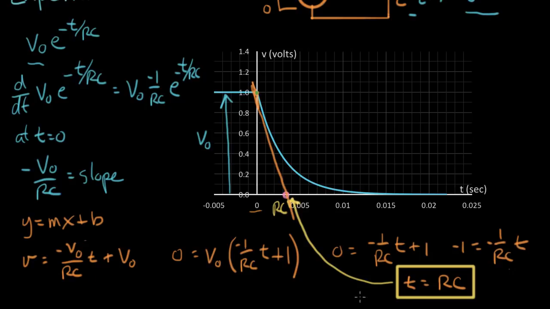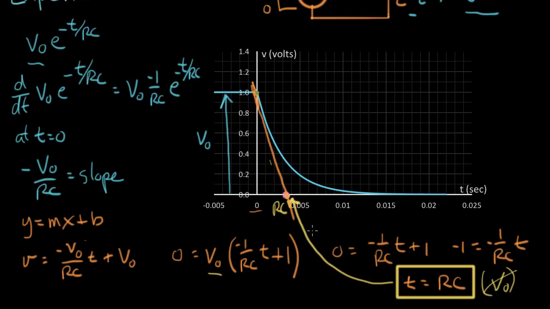And notice something here. There's no mention of V naught in here. There's no V naught. It's not here. And it divided out in this step back here. It disappeared going from this step to this step here. So independent of how high this thing starts, it can be high or it can be low, the slope of this line always goes right through the time equals RC.